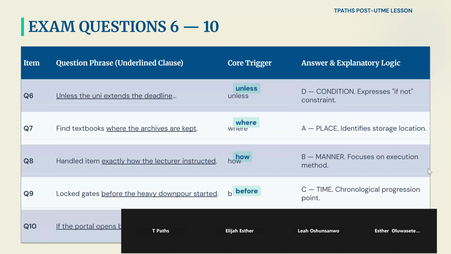The next one is what? Locked the gates before the heavy downpour started. What's the trigger word there? Before. Before also talks about what? Time. Before something, before an action. All these are the things you are going to be doing when you're brainstorming at the back of your head. Before is the trigger word there, and before explains time. That's chronological progression.